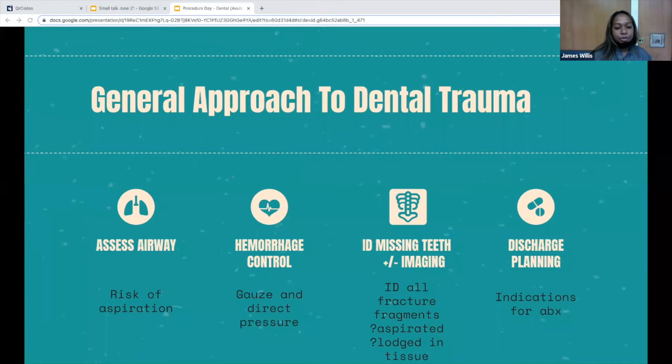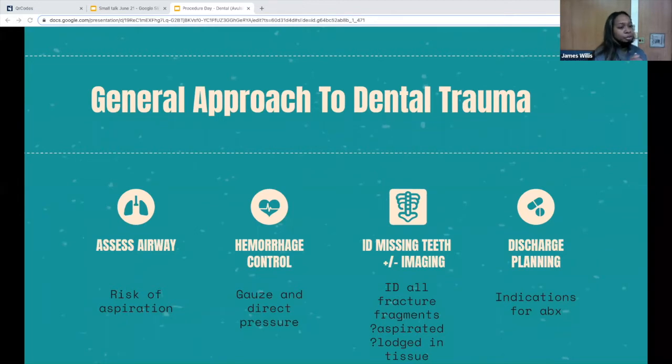Okay. So just a general approach to any patient presenting with dental trauma, your first step is always to assess their ABCs. Is the airway intact? Are they breathing comfortably and spontaneously? That's a hard stop. And next, you want to assess if they are at any risk for aspiration. Do they have any loose or damaged teeth, or have they possibly already aspirated any teeth? After this, you want to assess their circulation, and this is providing any hemorrhage control. Usually this can be done with gauze and direct pressure. You can even just have the patient bite down on gauze to achieve hemostasis.